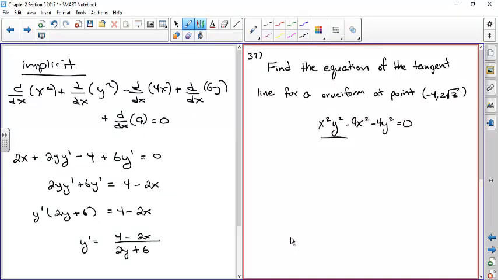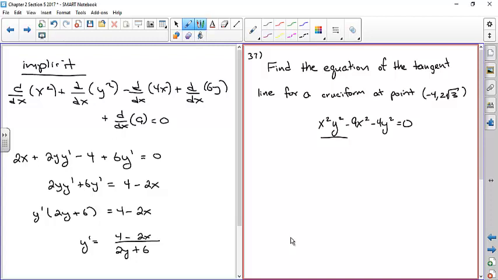Well, why don't you try that one? Go ahead and take the derivative of that thing. So let's do the derivative first. Remember, the first one is a product. So the product rule says you take the first term times the derivative of the second plus the second term times the derivative of the first.